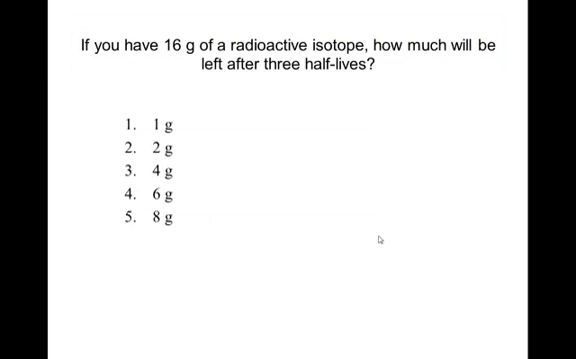So in this problem we start with 16 grams of a radioactive isotope and want to know how much will be left after 3 half-lives. So we can use our equation that says that the fraction that's remaining is equal to 1/2 to the n power. And n is the number of half-lives, in this case 3.